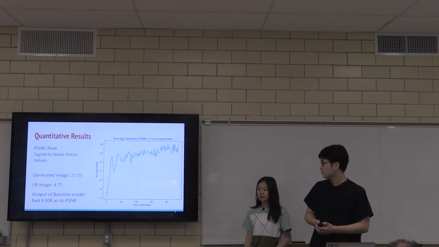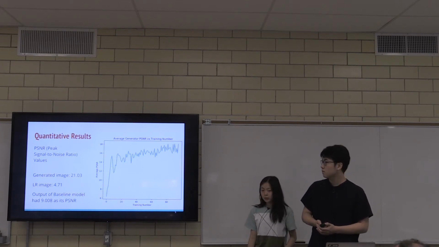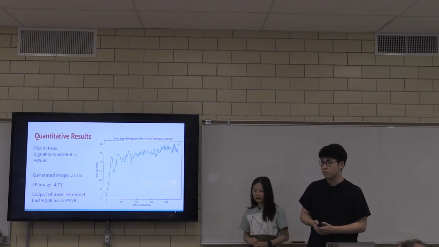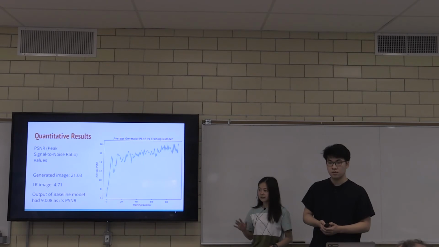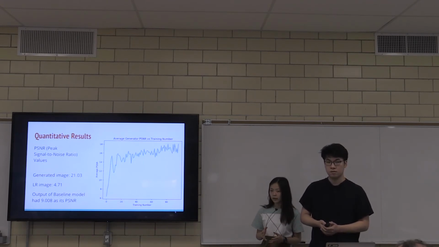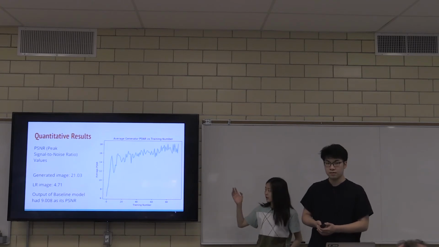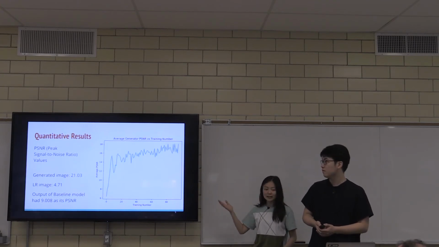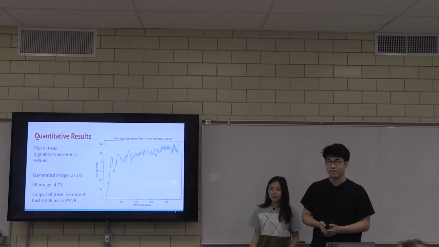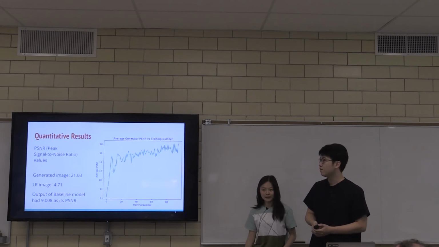And for our generated image, it scored around 21.3. Comparing this, usually a very high resolution image scores around 50 to 80, and a very compressed image scores around 30 to 50. So our generated image is not that great, but compared to our baseline model, which scored around 9, it's quite better.